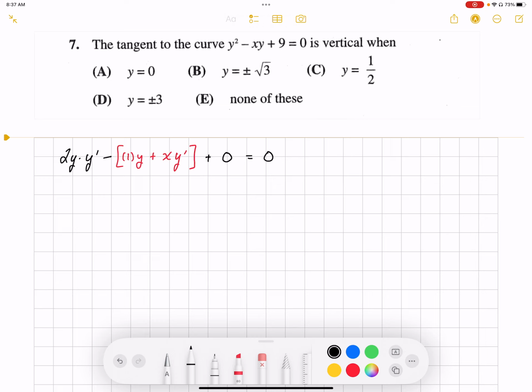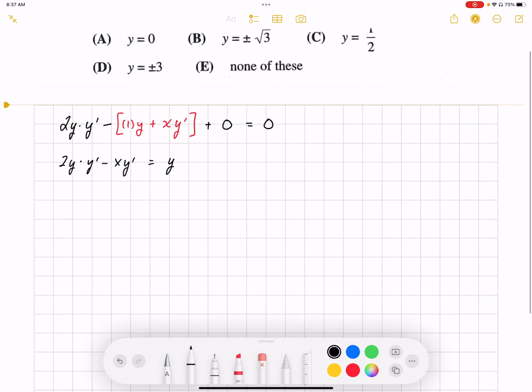So once we've done that, we're going to group our y prime so that we can solve for that. So we end up with 2y times y prime minus xy prime. And then we're going to move all the other terms to the other side. So we have a negative y. It becomes positive y on the right-hand side. Having two y's and having two y primes, to solve for that, we factor the y prime. And then isolate the y prime by dividing. So we end up with the derivative is equal to y divided by 2y minus x.